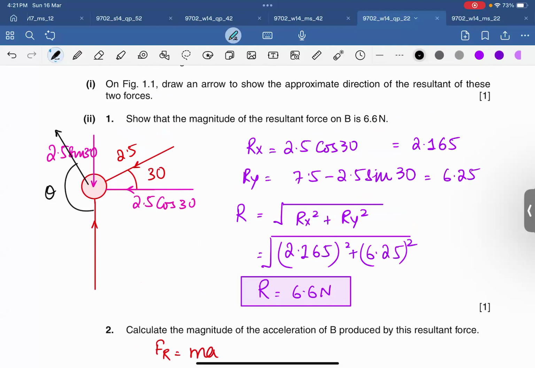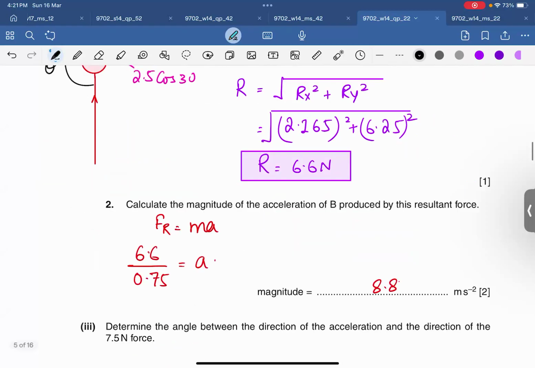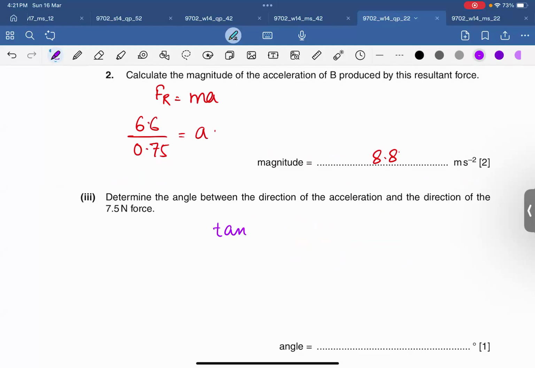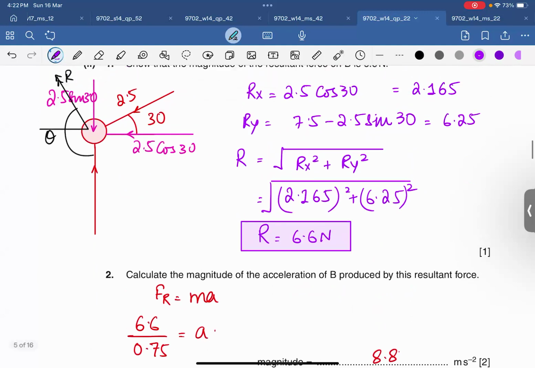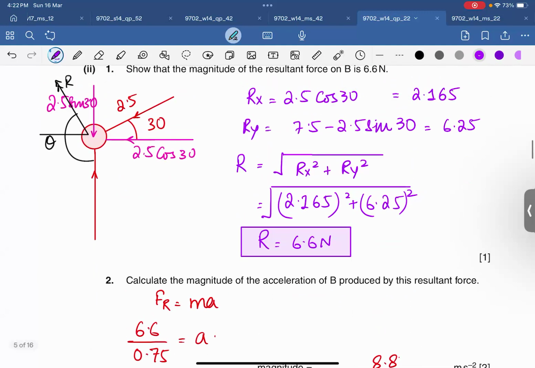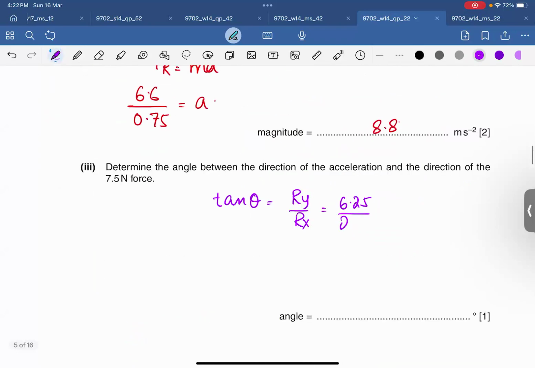So this is R. Okay. So if you just work out this angle, then you just need to add 90 to it. So for that, you can just do tan theta equals Ry over Rx. Ry is basically 6.25 and Rx is basically 2.165. Okay. So when you take the tan inverse of the value, you will get how much?